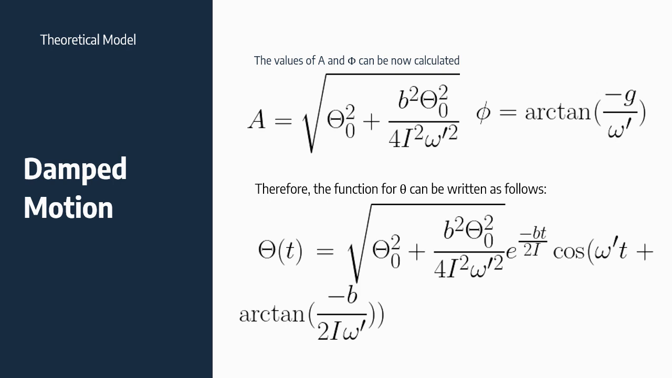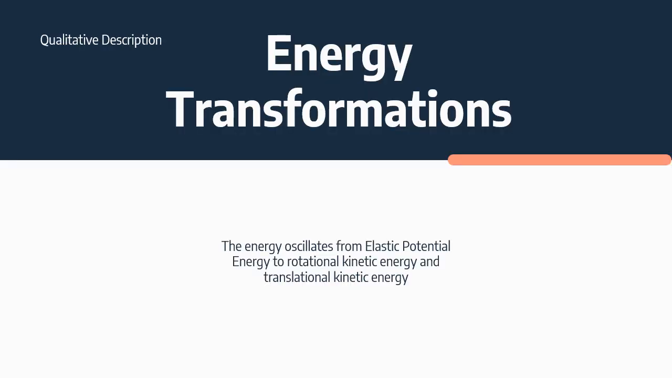So now we can find the values of A and phi using the initial conditions that at t equals 0, the angular displacement is theta naught, and the first derivative of theta at t equals 0 is 0. So we can now write the function of theta. This shows what the angular displacement is at any time t if it's rotated by an initial angular displacement of theta naught.